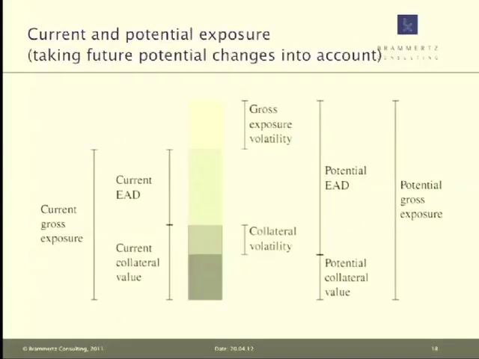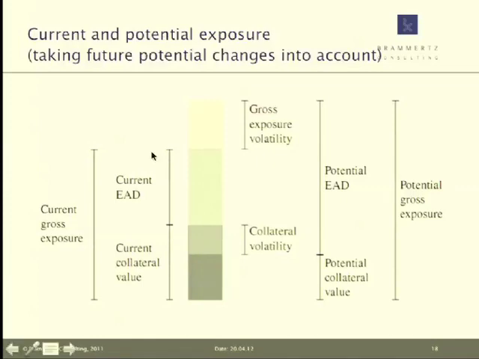Let's start with here. So the current exposure, the current gross exposure, the gross exposure means everything outstanding, no collateral. So just what you have given to that person is, we see here, is here.